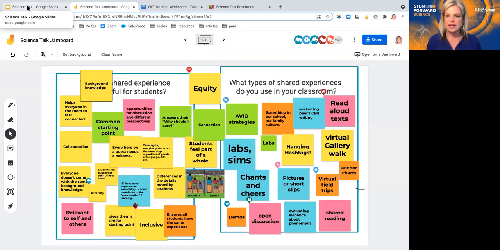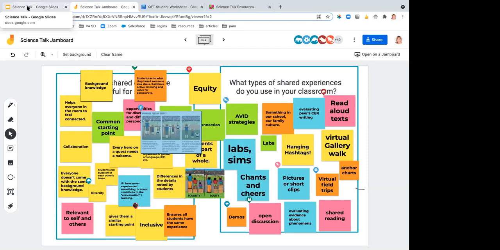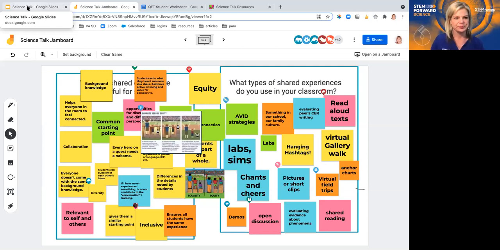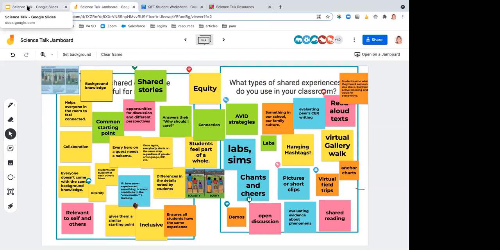So Kristen, we have someone in the chat asking about what hanging hashtags are. All right, we're gonna put someone on the spot. So whoever put that in, can you share with us? Yeah, that was me. Can you hear me? Okay. Yes, totally. Okay. Hanging hashtags is actually from a site called Elevations that my school uses.